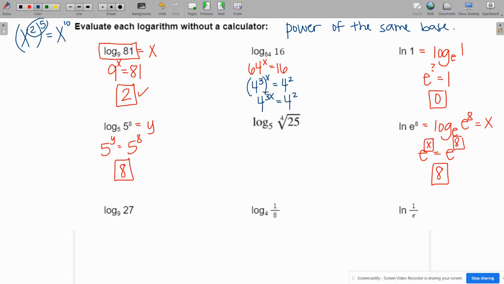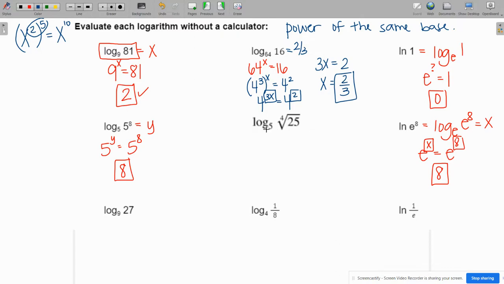squared. So since the left side equals the right side and they're both powers of 4, then that means that the 3x here, this exponent, should equal this exponent. So 3x would equal 2. And solving for x, we would get x equals 2/3. That means log base 64 of 16 is 2/3.